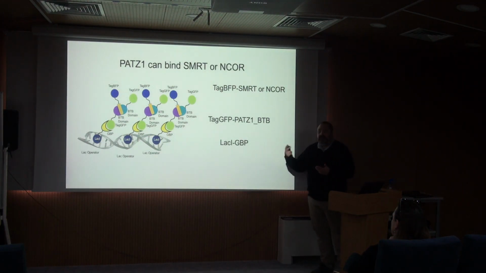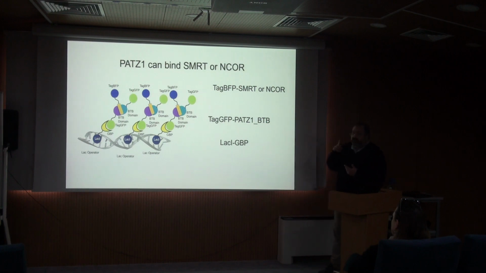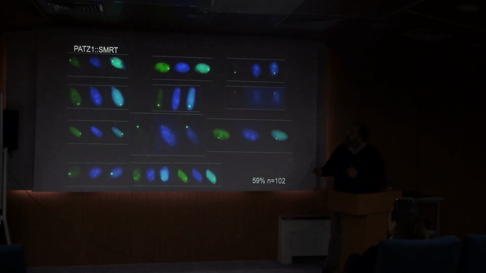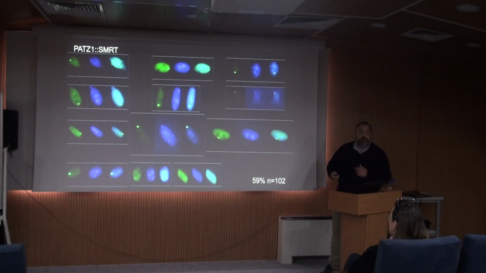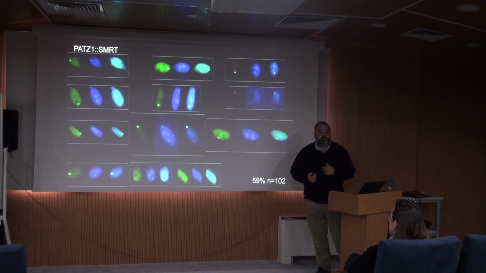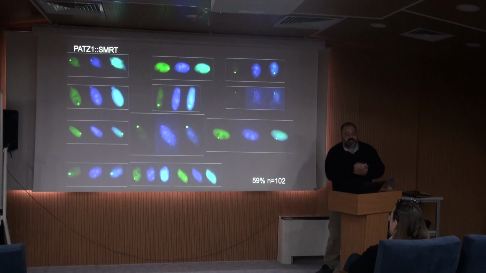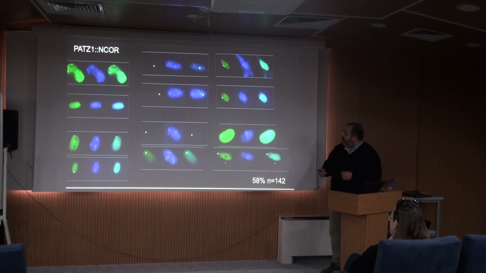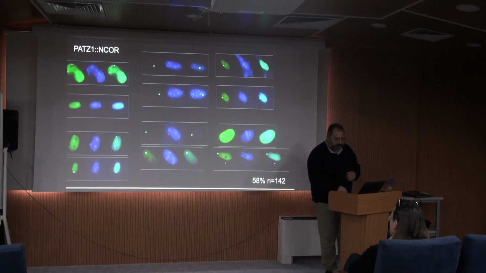Next, can PLZF interact with these co-repressors? There's one paper that claims that they do with a not too clear experiment. So here we're expressing GFP tag PLZF and BFP tag SMRT or NCOR, and in fact, green and blue are co-localizing, so PLZF can interact with the co-repressor. We don't think it interacts in the same mechanism as BCL6 is interacting, but it does interact. That's with SMRT, and that's with NCOR. Again, you see green dot and blue dot co-localizing.